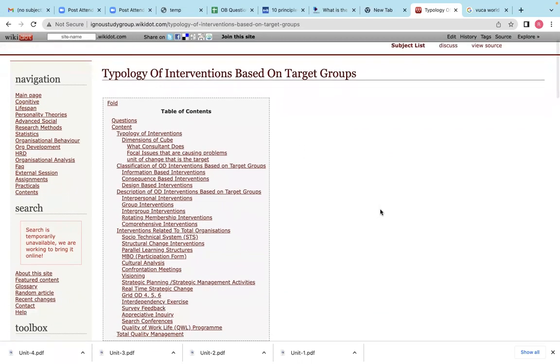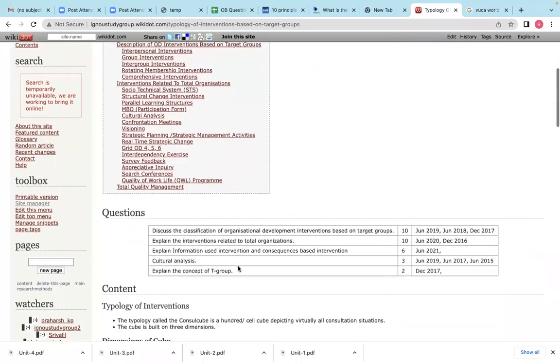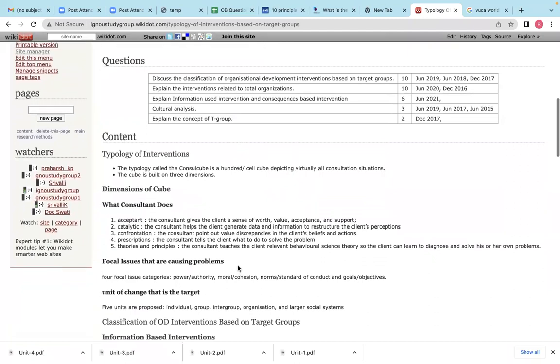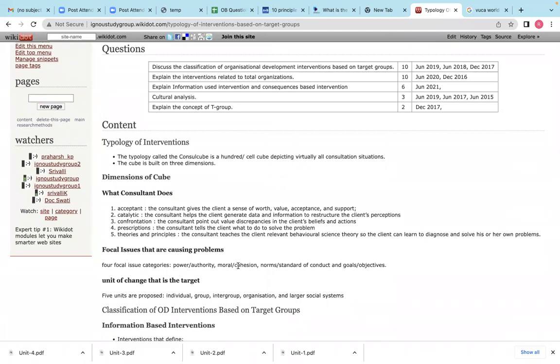The following two units, unit 3 and unit 4, talk about the topology of intervention and the various types of interventions, those kinds of details. To start with, it begins with the basic topology of intervention.